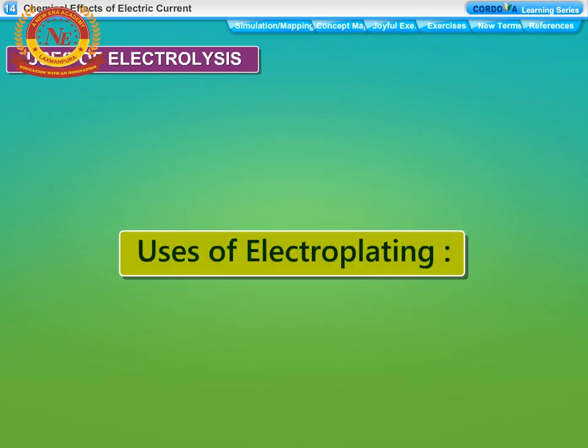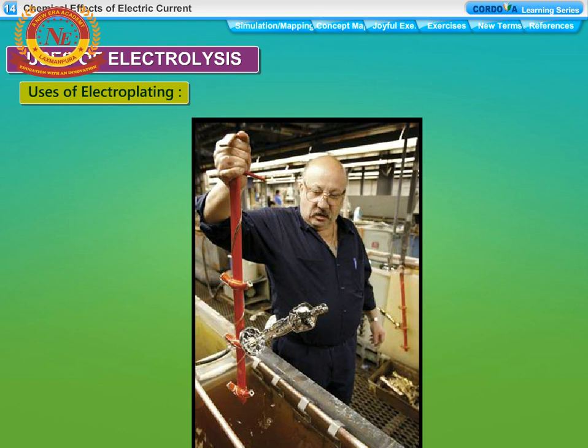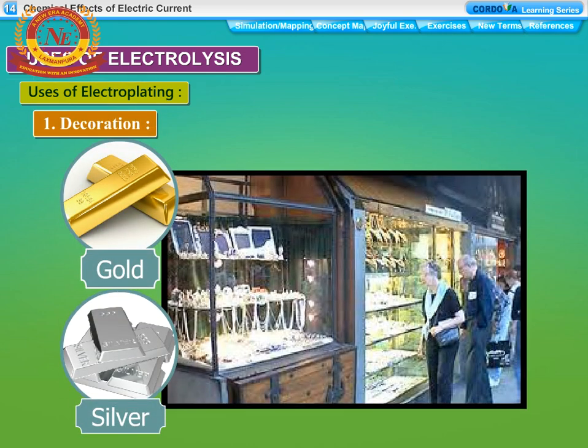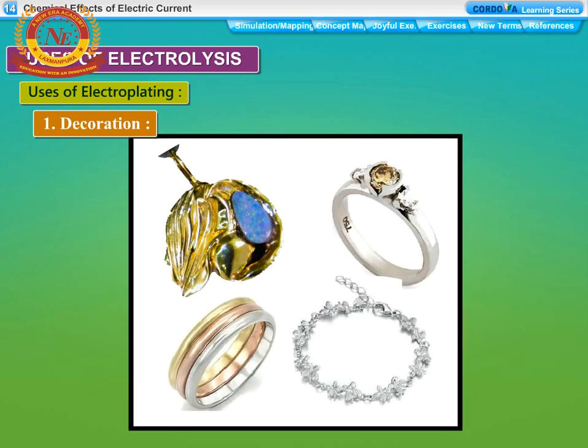Uses of electroplating. Electroplating is done for various purposes. Here are a few examples. Decoration. Metals used for making jewelry, like gold and silver, are very expensive. The artificial jewelry made from less expensive metals is electroplated with expensive metals like gold and silver to give an expensive look.